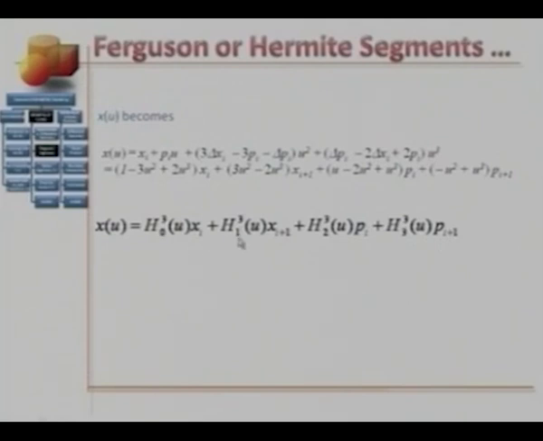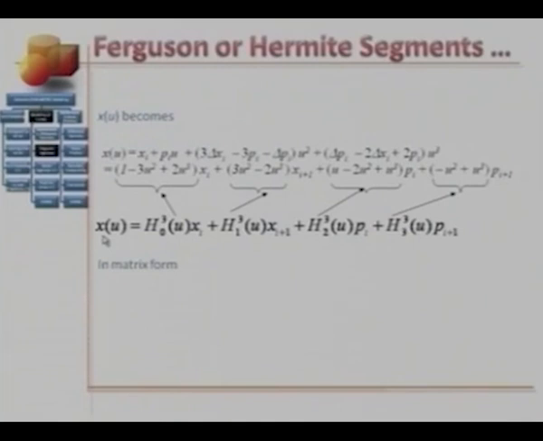The subscripts over here represent the index, and the superscripts represent the degree of each of the functions. h03 is this function here, which is cubic. h13 is this function, again cubic. h23 is this function, and h33 is this function. All the h's happen to be cubic in u.